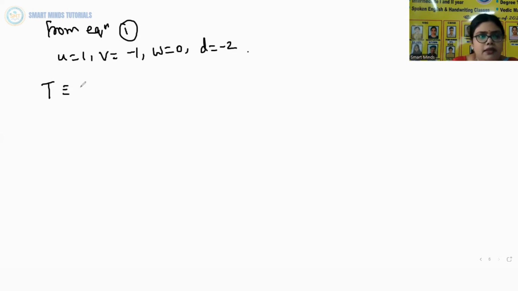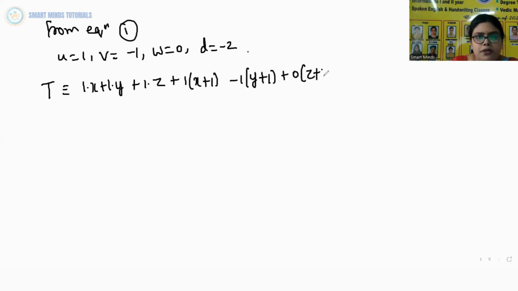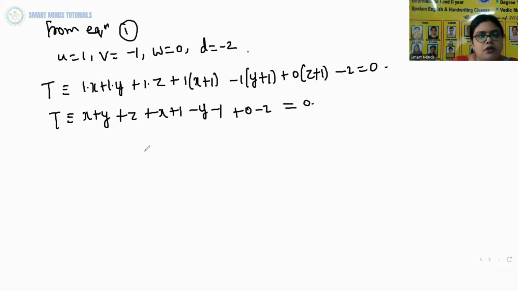It is given by T. Now we substitute the values of u, v, w and d in the tangent plane. So that is 1 into x plus 1 into y plus 1 into z plus 1 into x plus 1 minus 1 into y plus 1 plus 0 into z plus 1 minus 2 is equal to 0. So the tangent plane is x plus y plus z plus x plus 1 minus y minus 1 plus 0 minus 2 is equal to 0. So tangent equation is 2x plus z minus 2 is equal to 0.